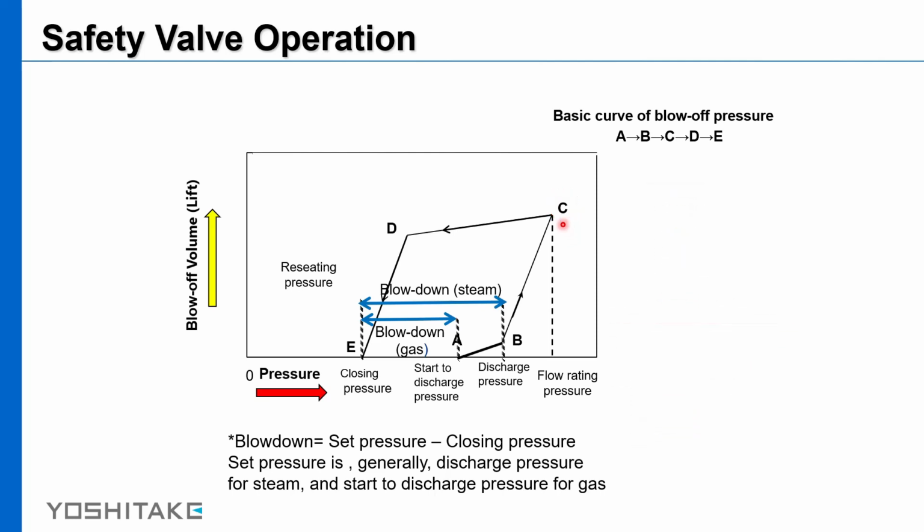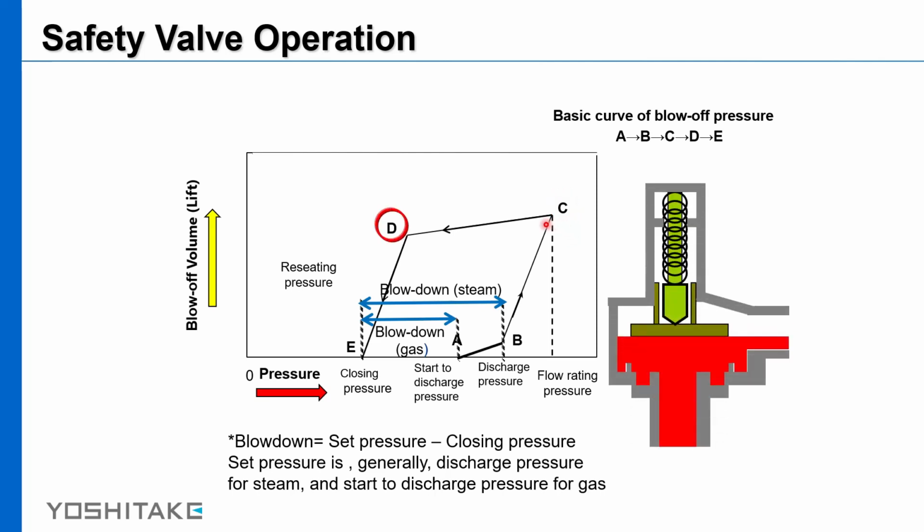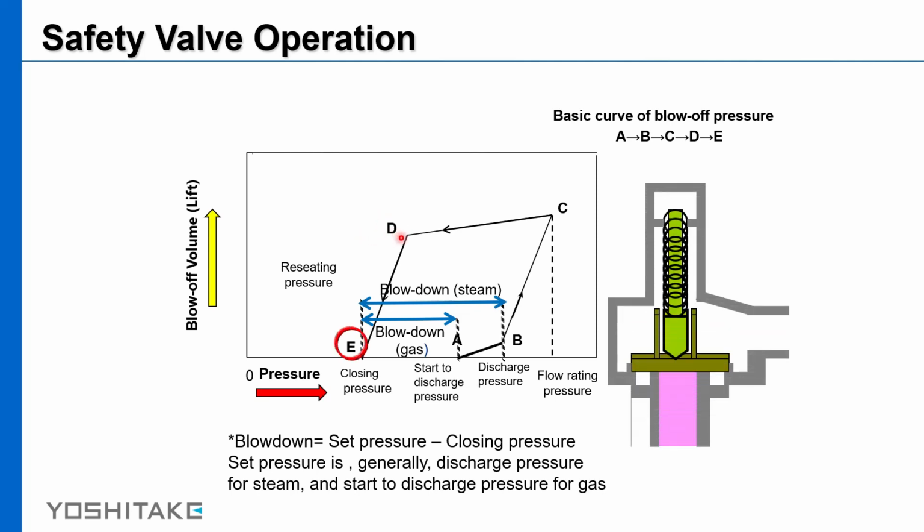After that, the inlet pressure falls to the level at which the valve disc and valve seat are in contact and the lift becomes zero. It is called the closing pressure or reseating pressure. The blowdown means the difference between the opening pressure or start to discharge pressure and the closing pressure.